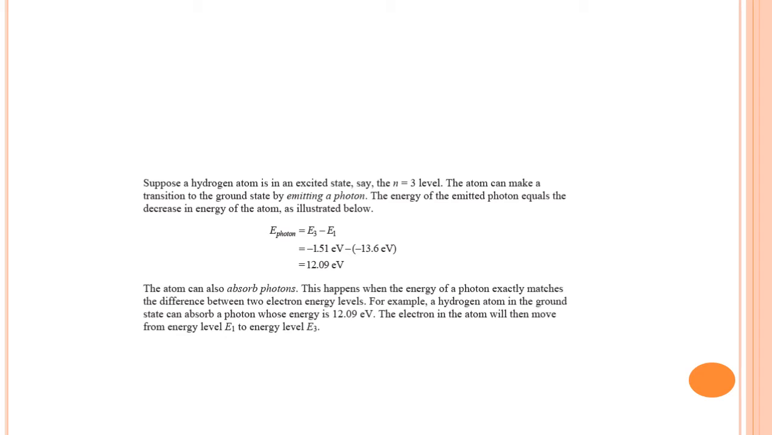This happens when the energy of a photon exactly matches the difference between two electron energy levels. For example, a hydrogen atom in the ground state can absorb a photon whose energy is 12.09 electron volts. The electron in the atom will then move from energy level E1 to energy level E3.